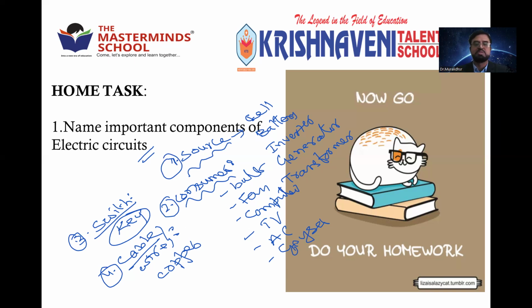What we learned today in the synopsis 3, you can note down also. Write down please. Write down source: cell, battery, inverter, generator, transformer. Consumer: bulb, fan, computer, TV, AC, geyser, and many more. Switch is nothing but key. Cable or wire, which is made up of a conductor that is generally copper. Right? You can note down in notebook.